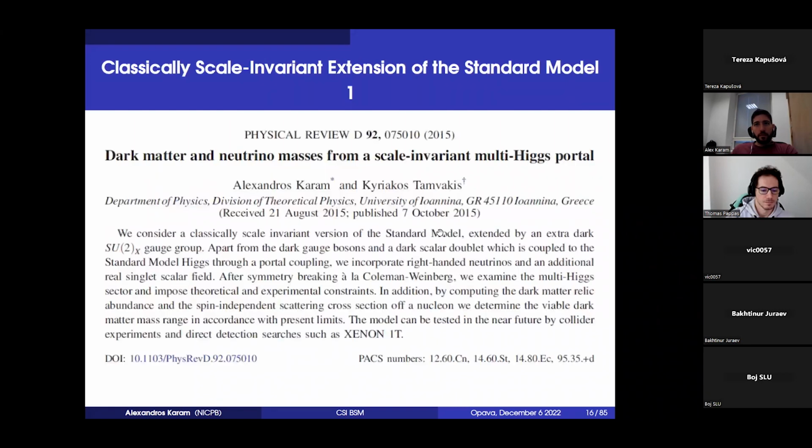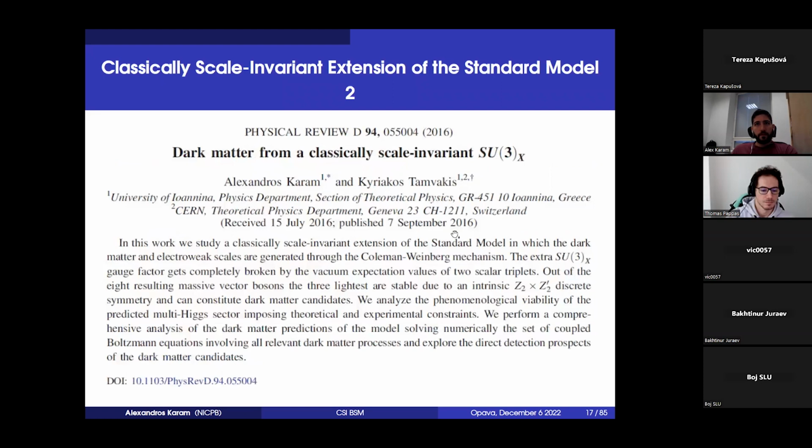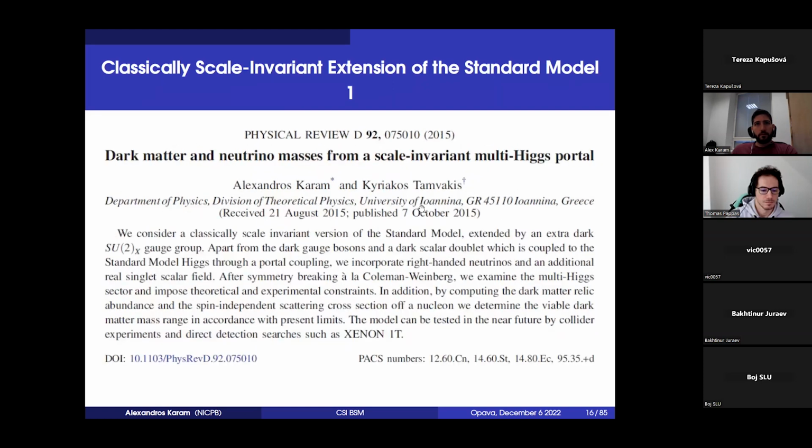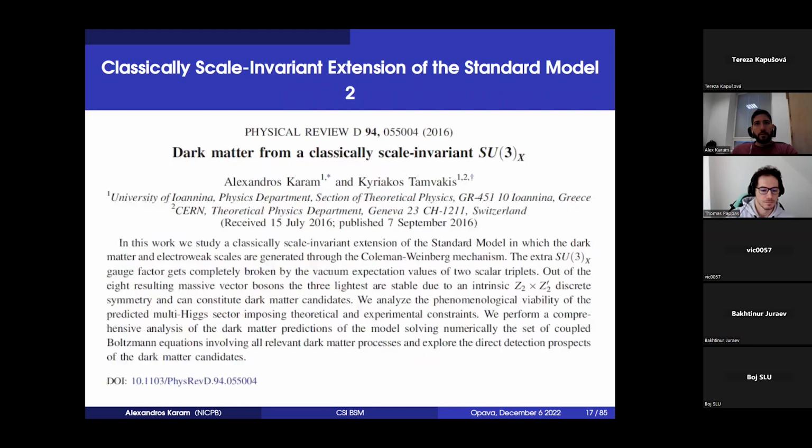Now, personally, I studied classical scale invariant extensions of the standard model for my first two papers back in 2015 and 2016. The first one contained a model which was standard model cross SU(2) plus a real singlet and three right-handed neutrinos. And the second one was standard model cross SU(3), which had interesting and rich dark matter phenomenology.